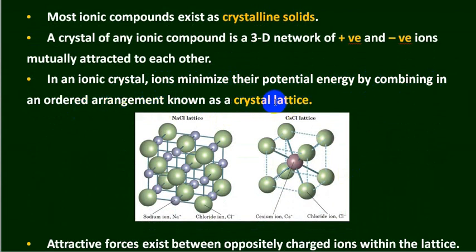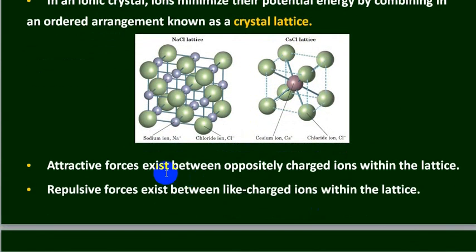So crystal lattice is an ordered arrangement of ions, like you can see here for sodium chloride: sodium ion, chloride ion, sodium, chloride, and so on. This arrangement is called crystal lattice. Like here in cesium chloride, you can see chloride ions and cesium ions. This arrangement is also called crystal lattice.